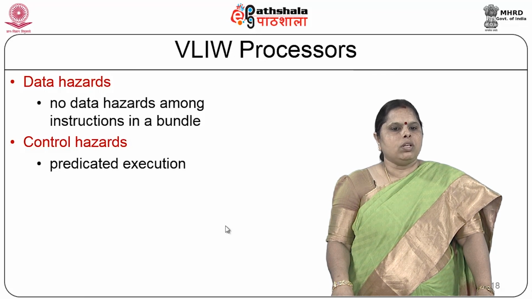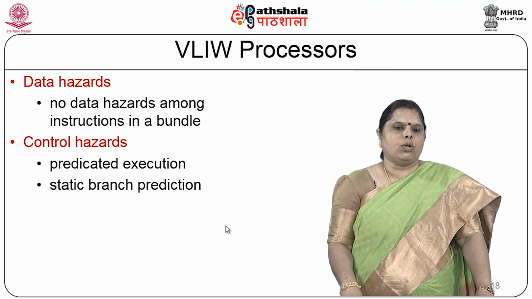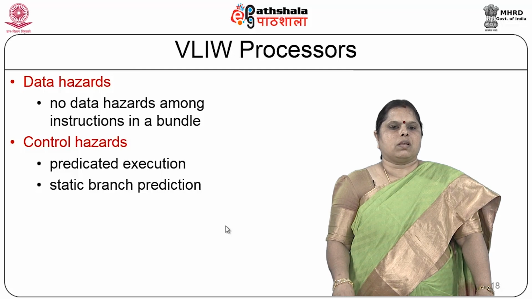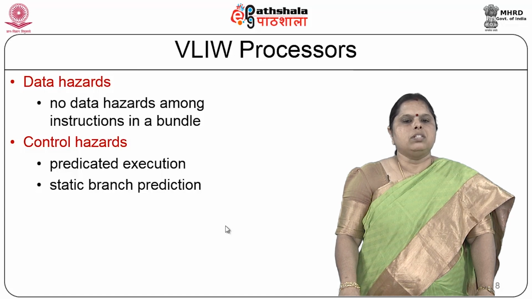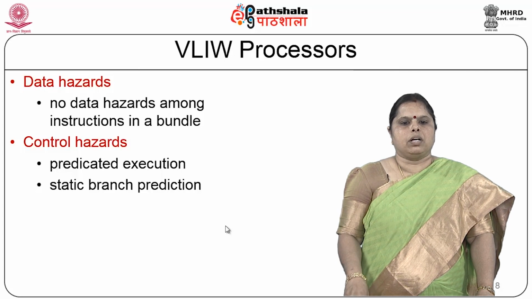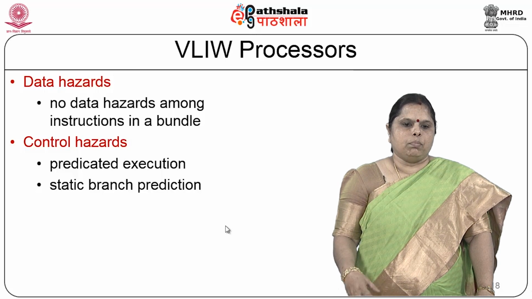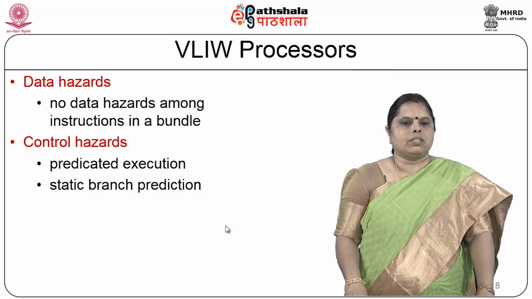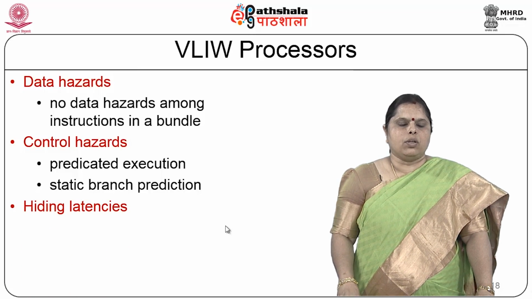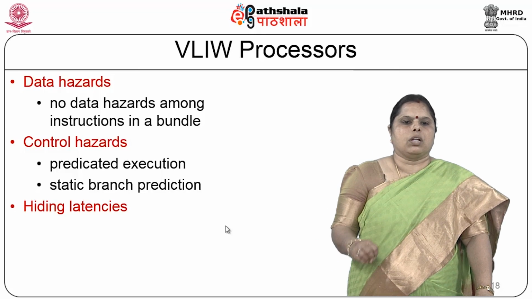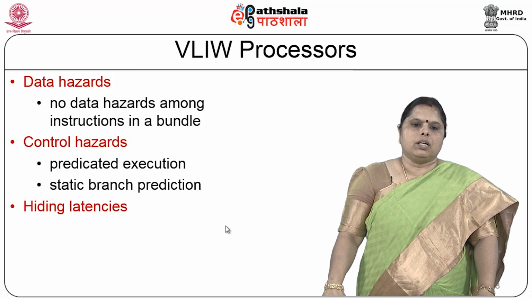And as far as control hazards are concerned, predicated execution that we discussed in the earlier modules, with the help of predicated instructions or conditional instructions, can be used to handle your control hazards, and the compiler can do static branch prediction based on the profiling of the code and based on the earlier behavior of the code, which will try to avoid your control hazards. So, all these hazards, your data hazards, your control hazards, your structural hazards, will have to be handled at the compiler level as far as possible.